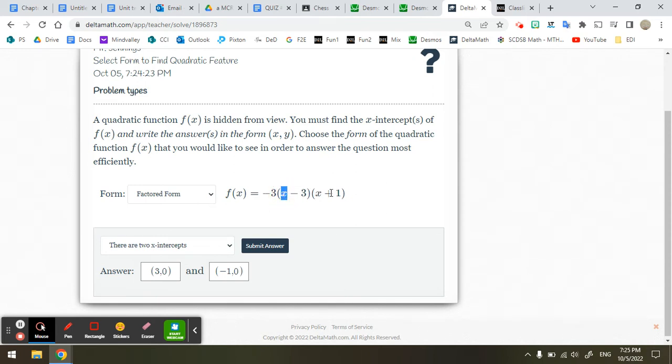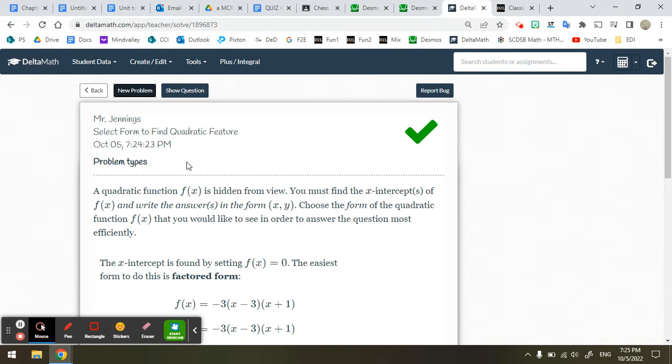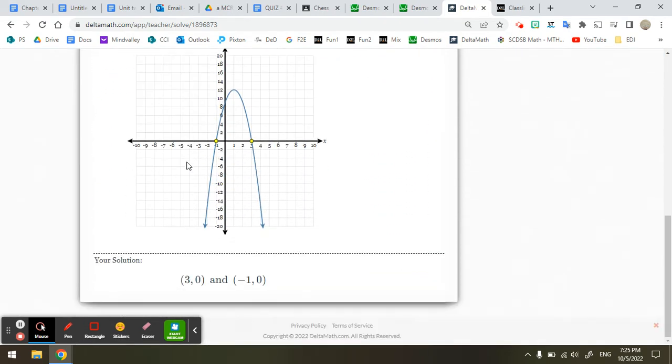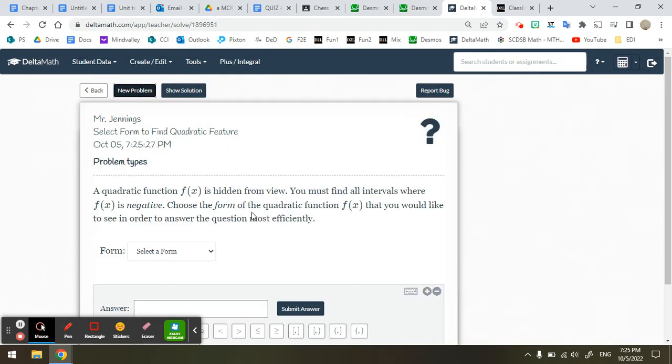If x is 3, then the value of the function is 0 because this term is 0. And if x is negative 1, then this term is 0, so the value of the function is 0. That's why I would choose factored form in that case. Let's look at more examples, and I'll get one where I need vertex form or standard form.